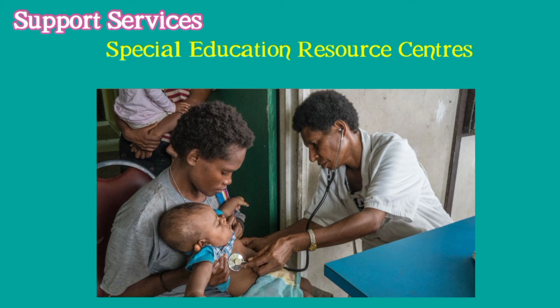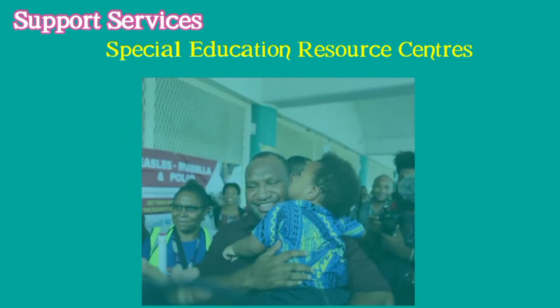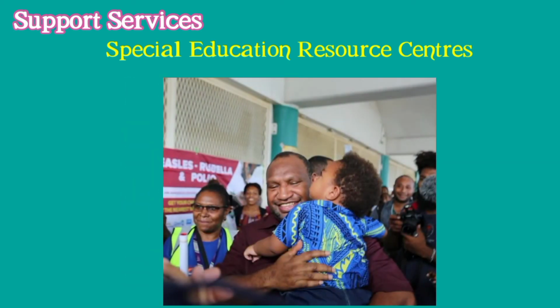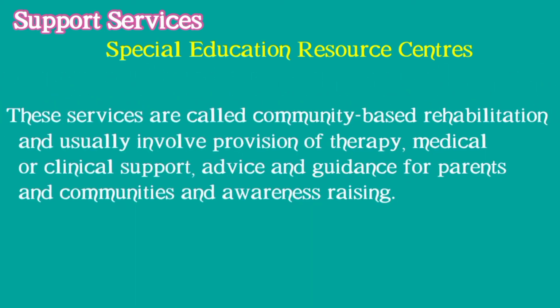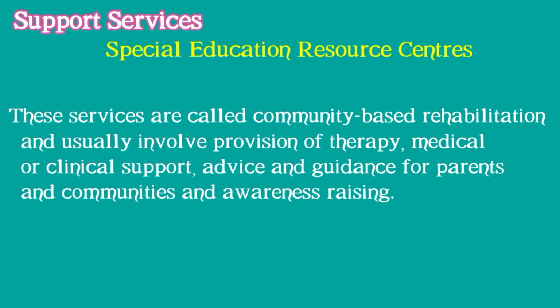Some centers continue to operate segregated classes, but this model is increasingly regarded as a temporary, bridging arrangement to prepare students for school. All centers provide support to children whose disabilities prevent them from attending school. These services are called community-based rehabilitation and usually involve provision of therapy, medical or clinical support, advice and guidance for parents and communities, and awareness raising.